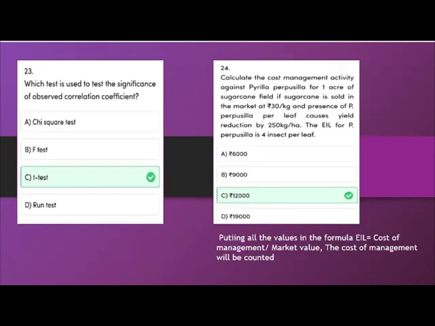Now come to the 23rd question. Which test is used to test the significance of observed correlation coefficient? And the answer is t-test.